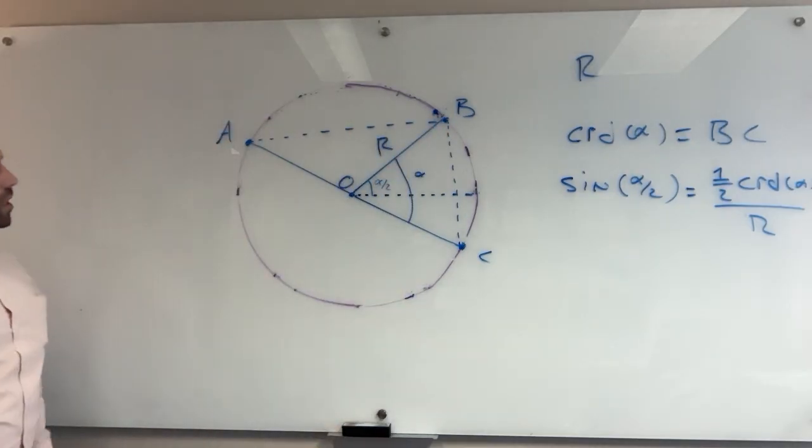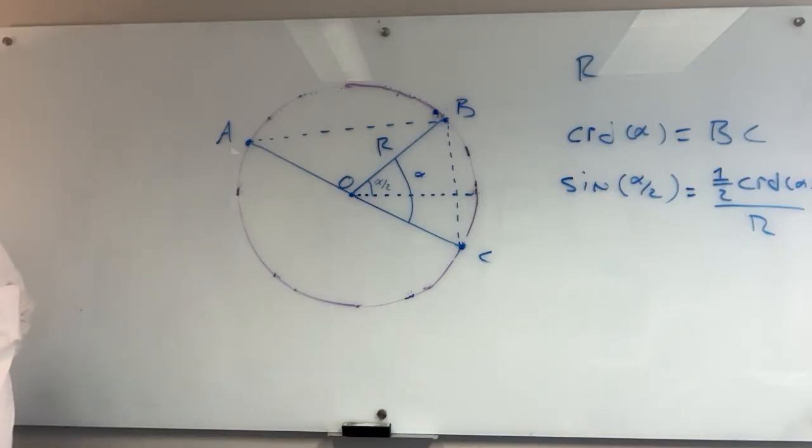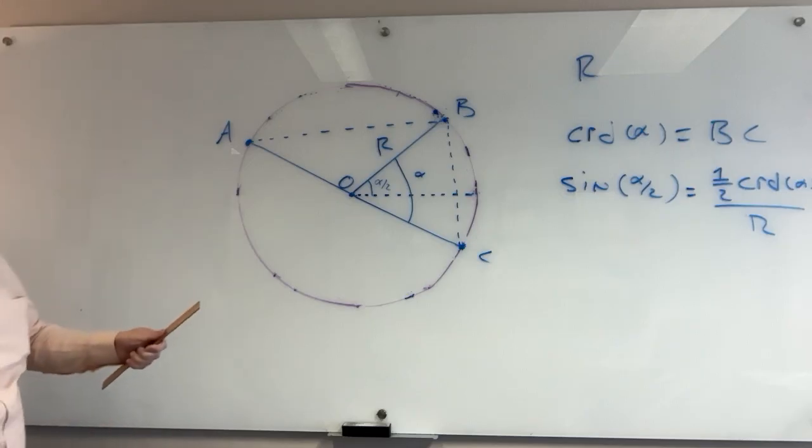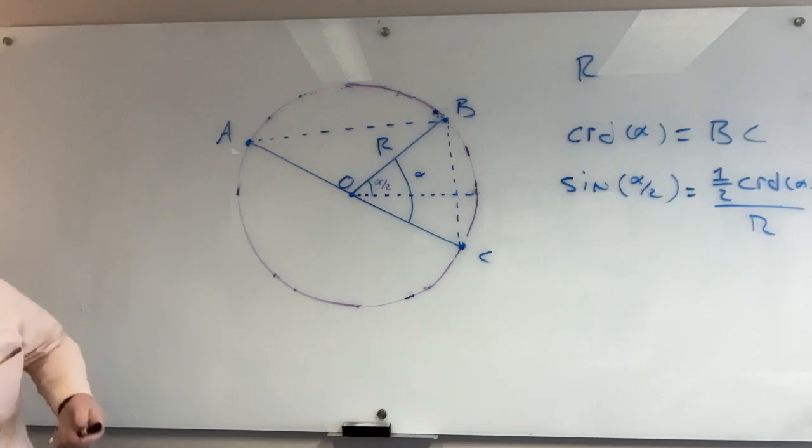AB here is going to be a horizontal line. Okay, now let's think here. What is the relationship between AB and chord alpha? What is the relationship between all of these various things that we have going on here? So let's think about it like this.